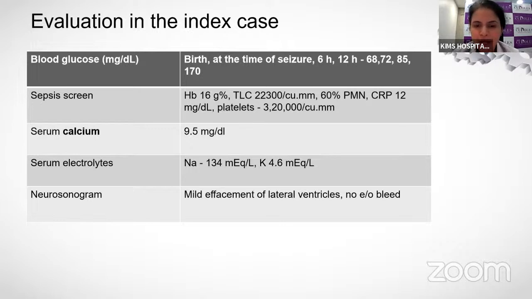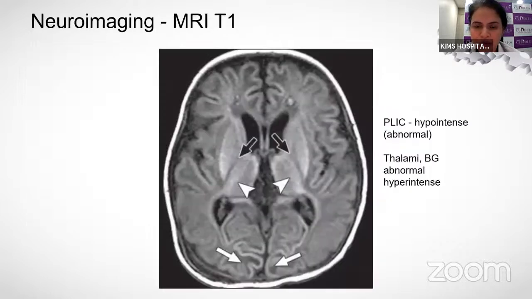The baby had a normal serum calcium, the range being 8 to 10 milligrams per deciliter. It was 9.5. Electrolyte levels suggested a slightly reduced serum sodium at 134 milliequivalents per liter, normal potassium, and neurosonogram revealed mild effacement of lateral ventricles, which could be an indicator of cerebral edema, and there was no evidence of intracranial bleed.